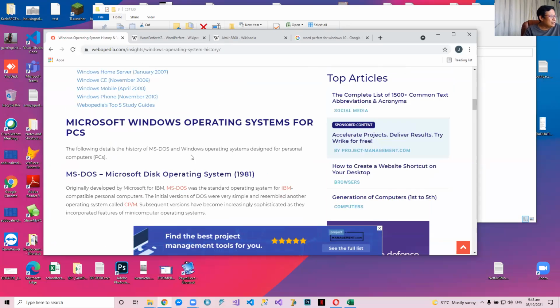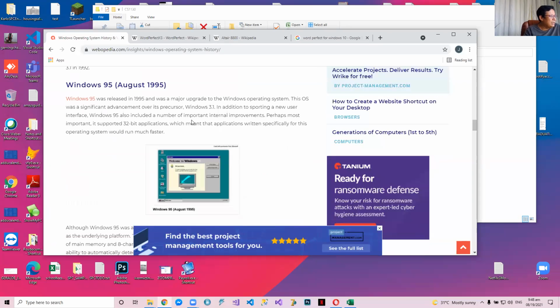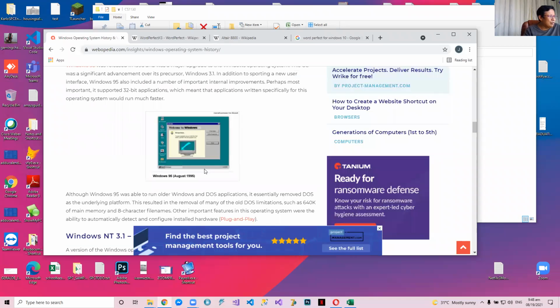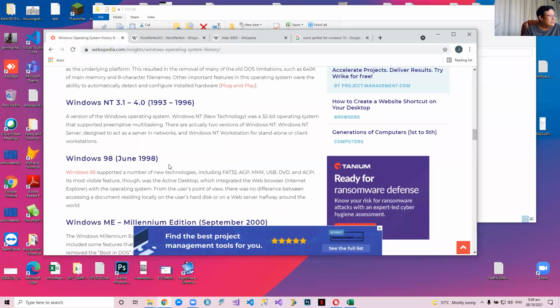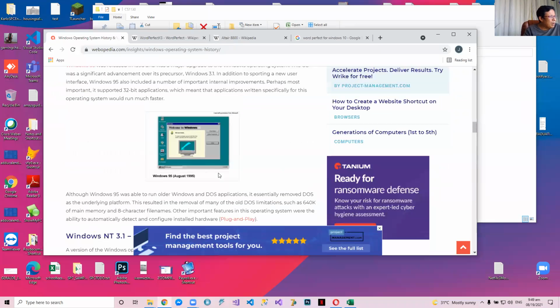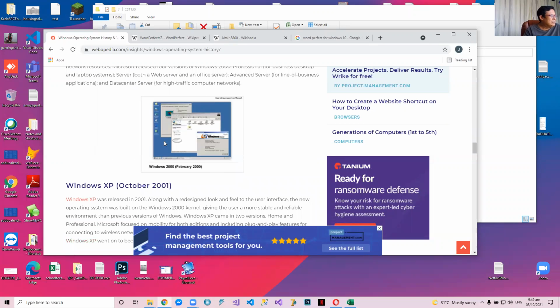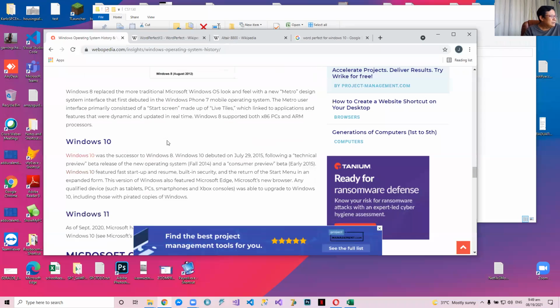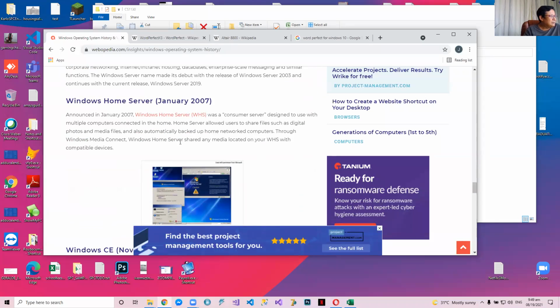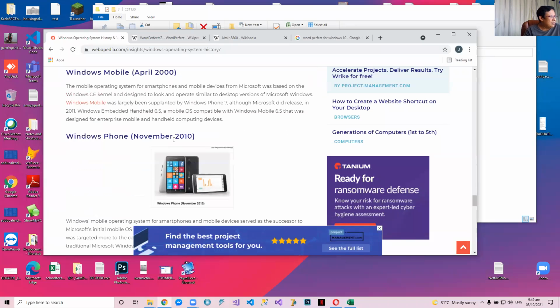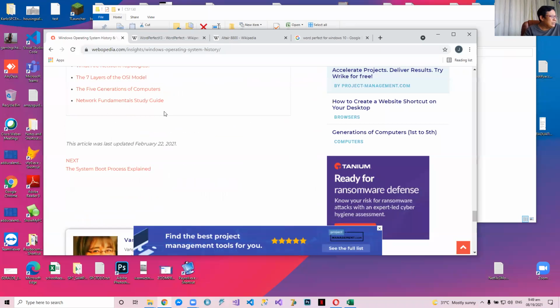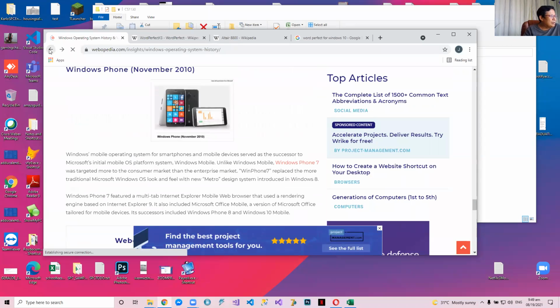So this is DOS. This is how DOS looks. And this is Windows 95. There's already the start button. The main difference between Mac OS and Windows is the taskbar. In the Mac OS, the taskbar is on the top. Home server. Windows Mobile. Do you have a Windows Phone? It was introduced in 2000. Any questions so far?